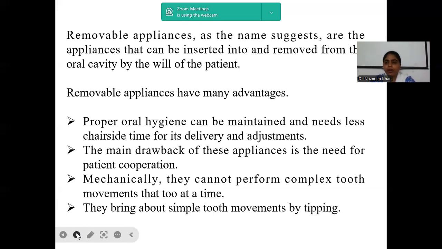Removable appliances, as the name suggests, are appliances that can be inserted into and removed from the oral cavity by the patient. The removable appliances have many advantages: proper oral hygiene can be maintained and they need less chairside time. The main drawback of these appliances is the need for patient cooperation. Mechanically, they cannot perform complex tooth movements at a time. They bring about simple tooth movement by tipping.